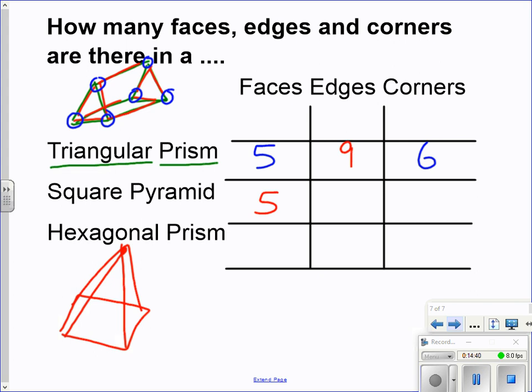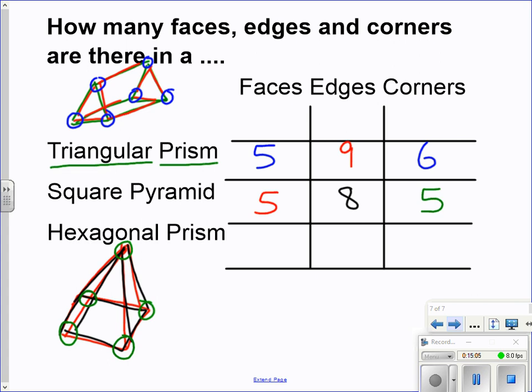And edges, how many lines do we have? Well, how many lines does it take to make this shape? That's 1, 2, 3, 4, 5, 6, 7, 8 edges. And how many corners? Well, we've got 1, 2, 3, 4, and a point on the top. 5 corners.